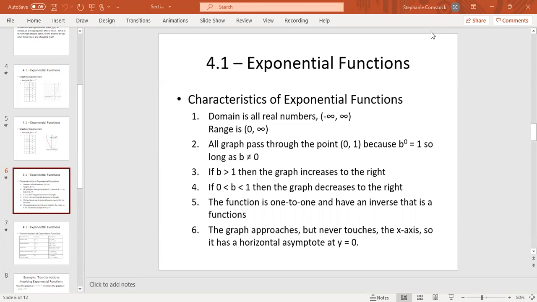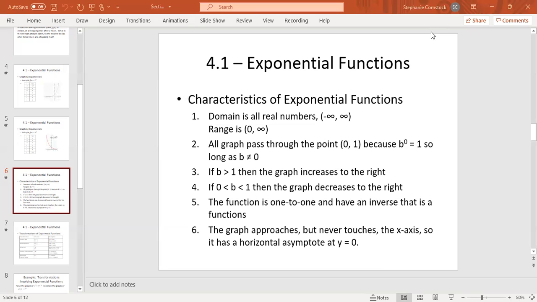And again, we talked about this rule in a previous video, that anything to the 0 is 1, so long as that base isn't 0. With exponentials, we're not allowed to pick a base of 0 anyways, because it's got to be positive, and so that's never going to be an issue for us. So we're always going to be utilizing the point (0, 1).